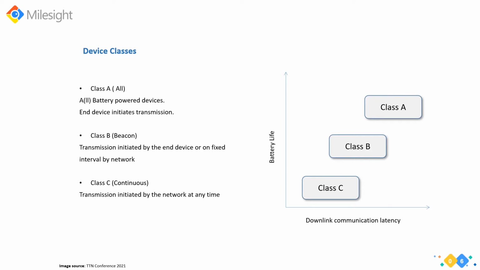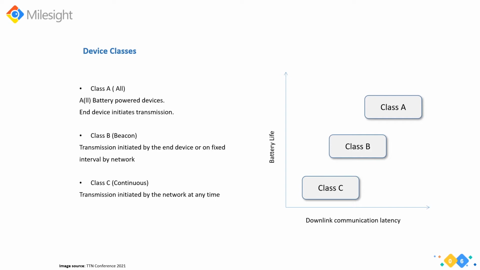And finally, you have Class C. Class C stands for the continuous downlink. It means that the end device is continuously listening for downlink messages, and this allows the network to send a message to the end device at any time. So it's the opposite. These types of devices, they don't sleep, so they use more power, and they are often mains powered.